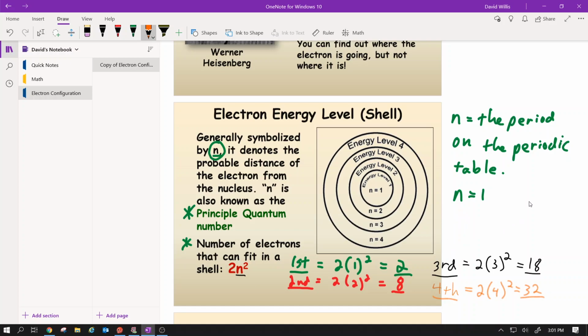Let's see. Scroll. Let's see. No, it doesn't want to scroll. Let's go back to red. Oh, that's why.